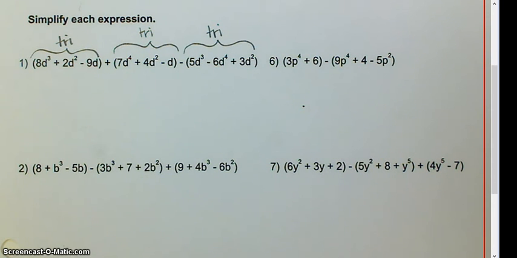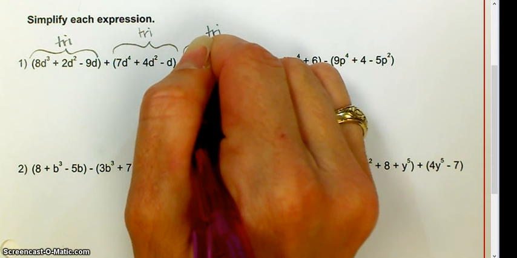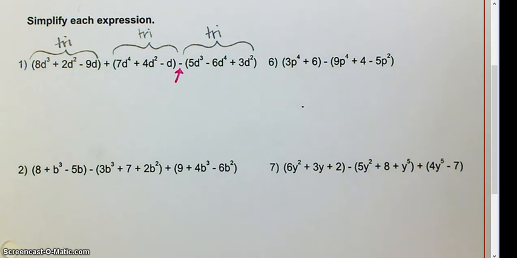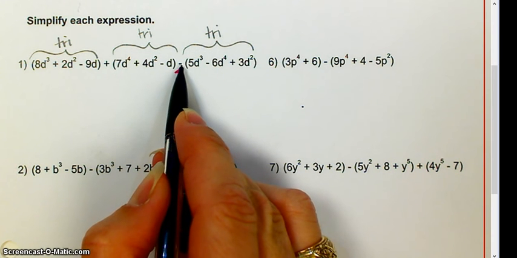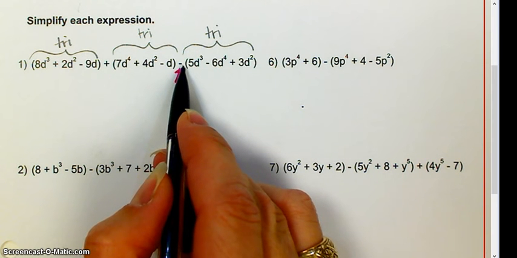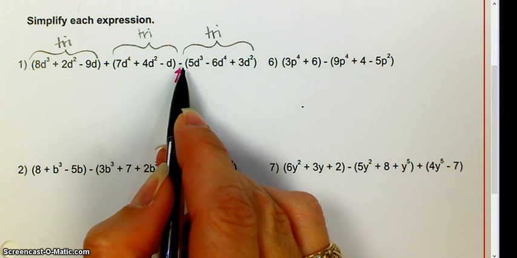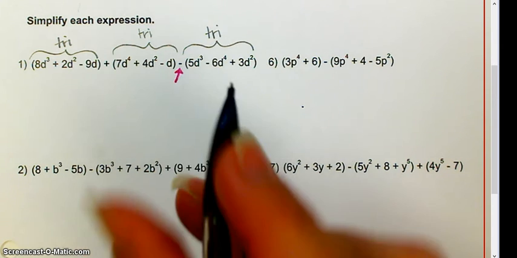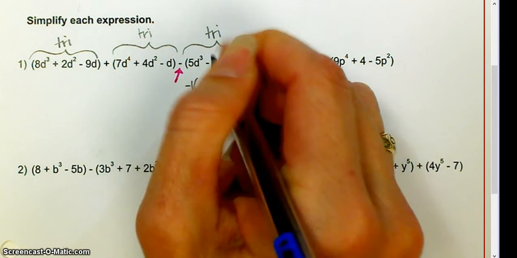Now, the big thing on this particular problem that people, if they make a mistake, are going to make it right here. Okay? This minus is basically like saying all of this third trinomial, you need to multiply it by what? -1. Okay? So let's do that now. -1.